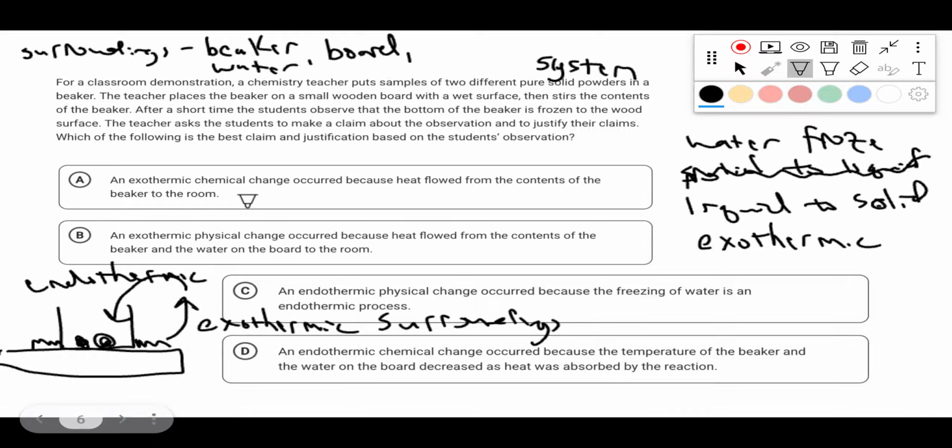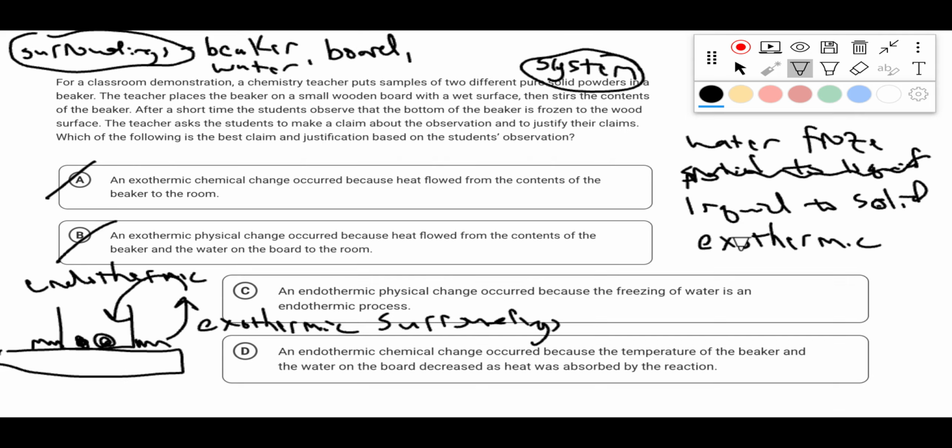These problems are really tricky because you have to think about surroundings and system. Because it would be so easy to be like, oh, water froze. But we're not talking about the water. The water happens to be there, but that's not what we're talking about. We're talking about these two powders. So it is not A or B because it is not exothermic. The freezing is exothermic, but that energy has to go somewhere from the surroundings into the system.